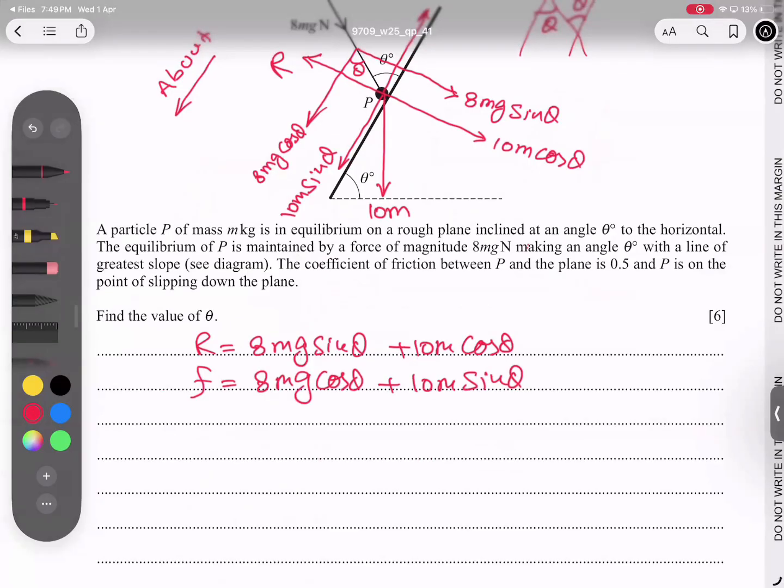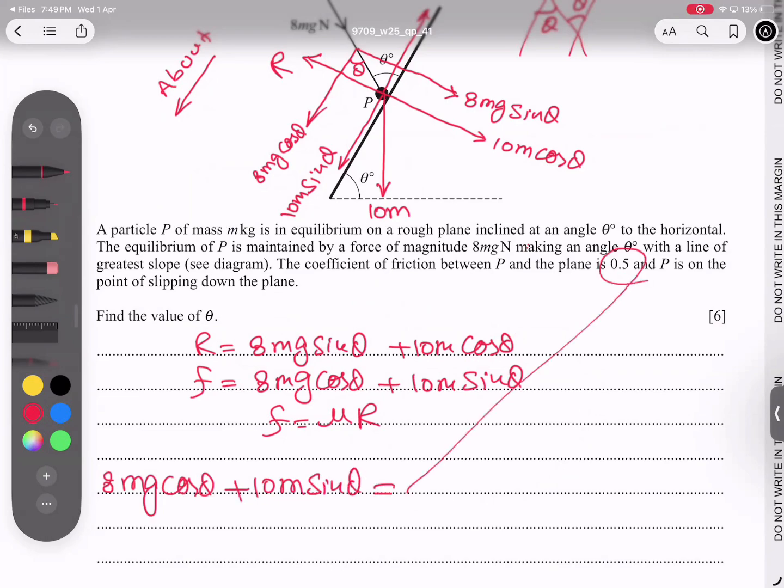How to connect them? Because basically mu is given. So what is the formula we have? F is equal to mu R. So the F value in full will go here, the R value completely will go here, and the mu value will go here. I think the point is very clear. So I'm going to plug in 8 mg cos theta plus 10 m sine theta equal to 0.5. I am writing half. In the bracket, I'm writing 8. I'm copying the R value completely, so I copy this value and paste it here.